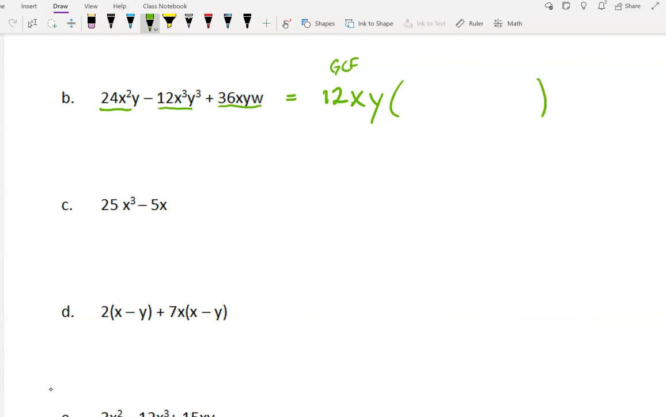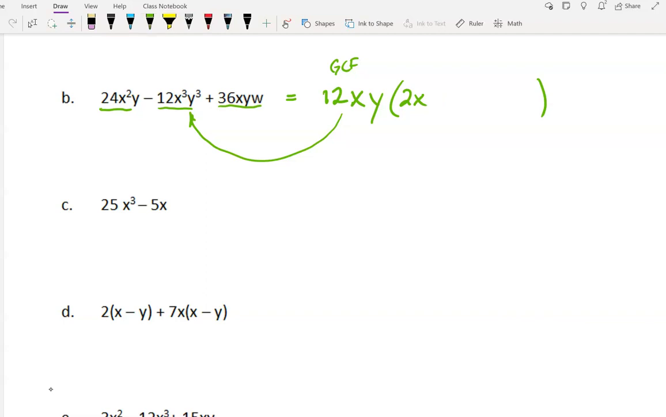Now, if we divide that out, what is left? So you're thinking, if I take 12xy and divide into there, what is left? Does it make sense that it's 2x? Quick check. What's 12xy times 2x? It's 24x squared y. Okay, let's take 12xy and divide it into there. What's 12x cubed y cubed divided by 12xy?